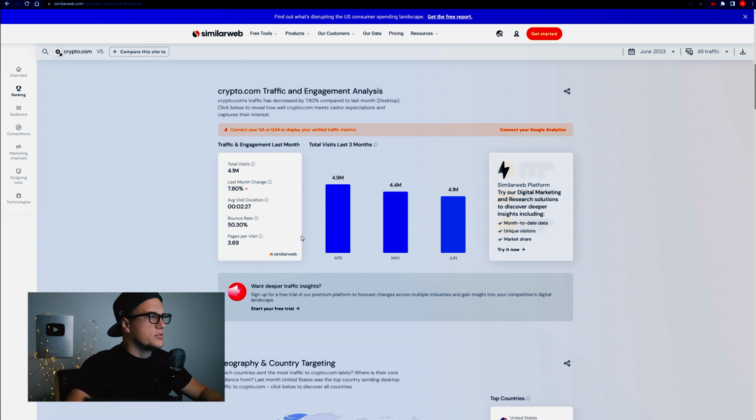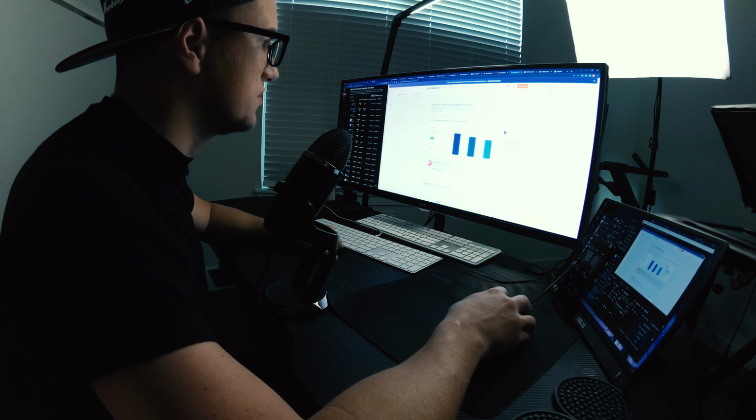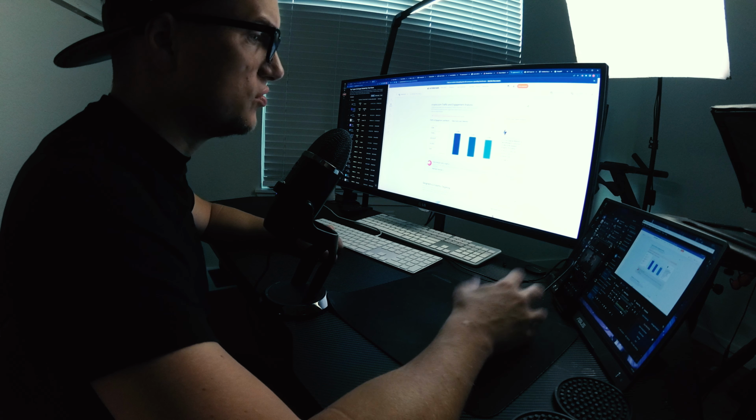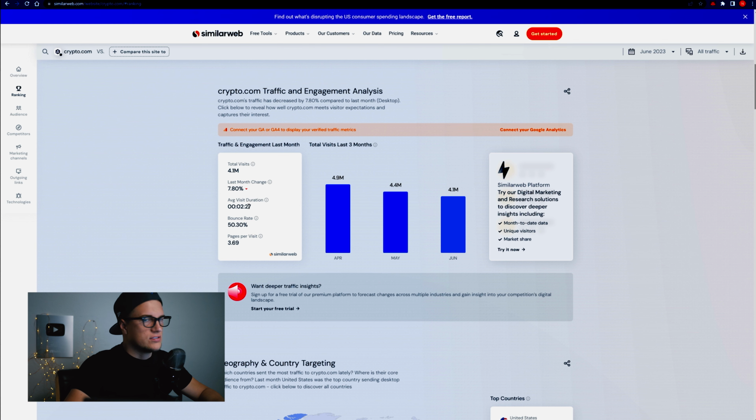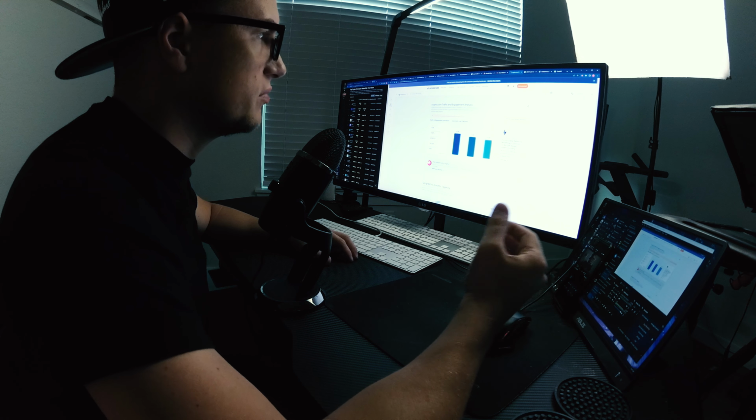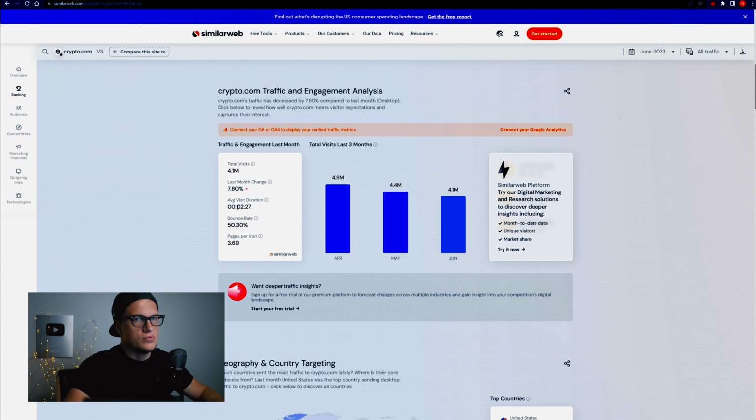Crypto.com has legitimate traffic. However, it looks like the company is experiencing a significant decrease in traffic. And also we see that average visit duration is just 2 minutes and 27 seconds. An average user does not spend a lot of time on crypto.com. Maybe people just check their portfolios and leave, but all I can say is it doesn't seem like people are extremely eager to spend a lot of time on crypto.com.